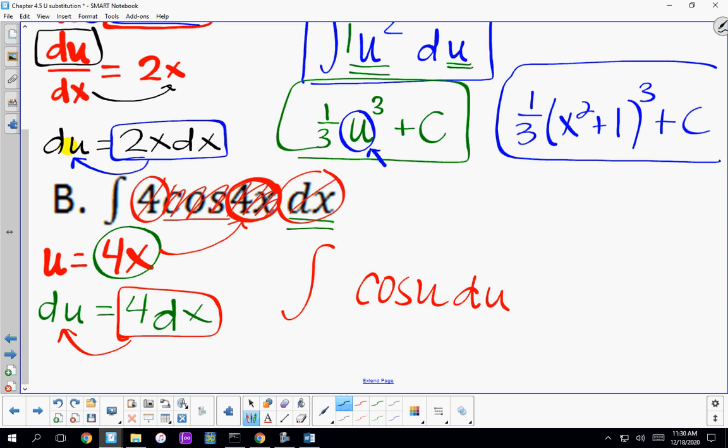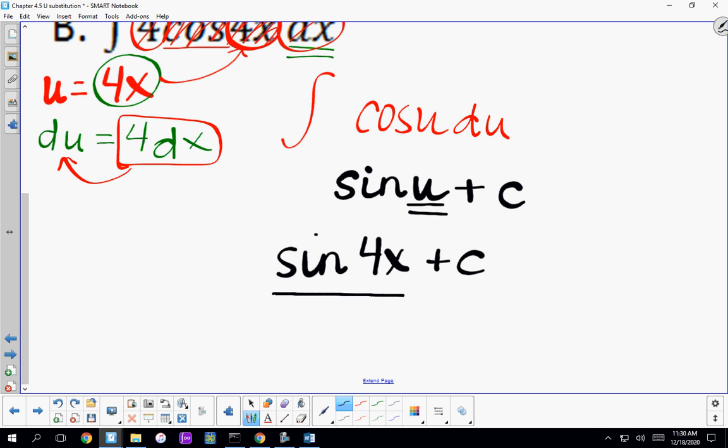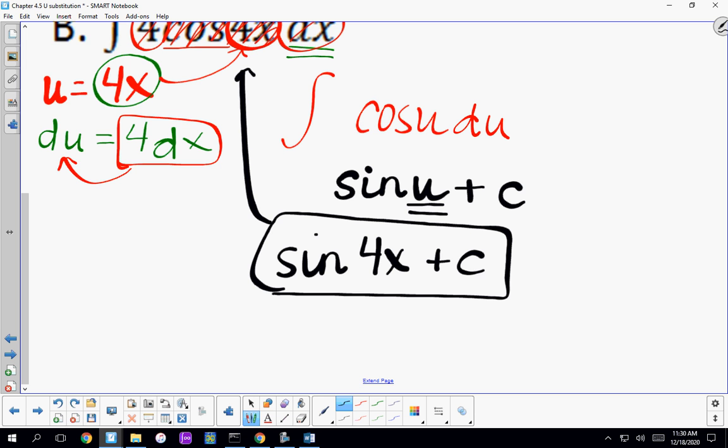And I know that cosine is the derivative of just sine. And this is an indefinite integral, so it wants every antiderivative. So I need a plus c. And then just remember, we don't want to see a u in our answer. So we're going to go back and plug in that expression for u. And again, if we differentiate this, we should get the integrand of this problem up here.